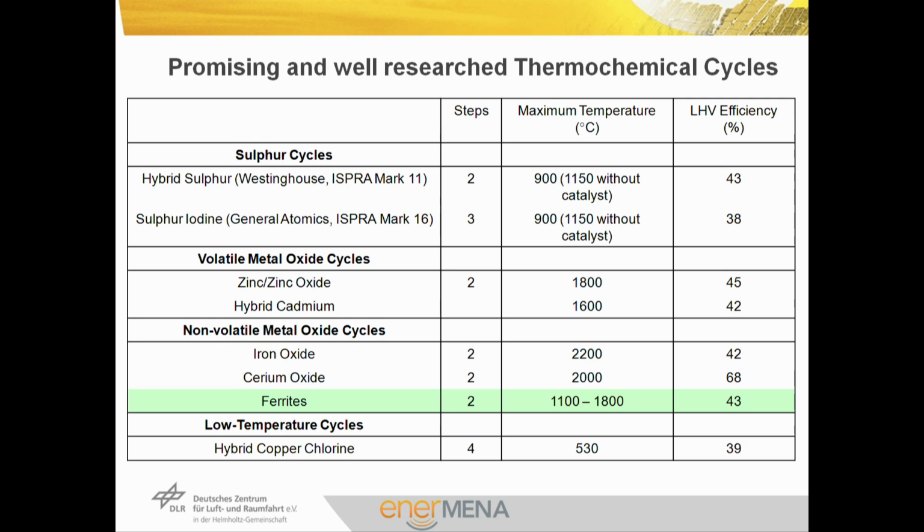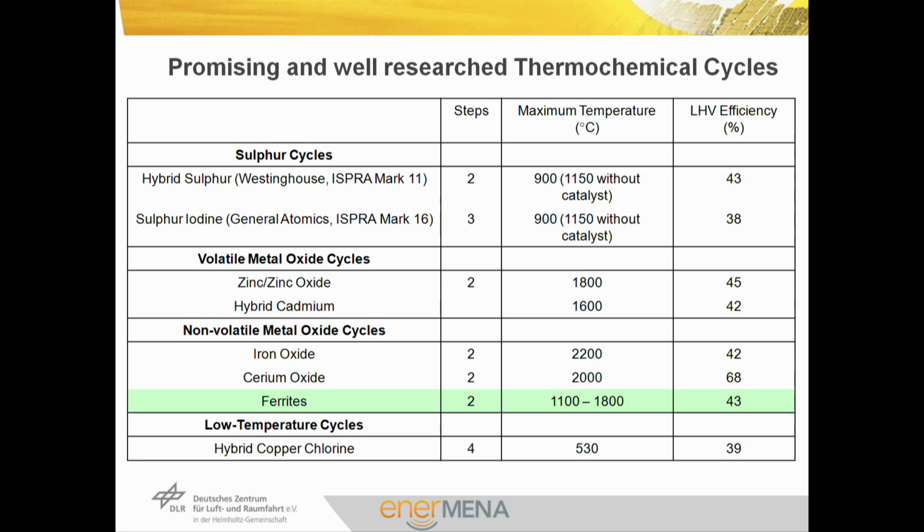Therefore, the common names for them are Westinghouse and General Atomic Cycles. They have the benefit to work at rather low temperatures of 900 degrees C, but they are very corrosive. However, we see good chances that they will be interesting processes to scale up to a certain size.